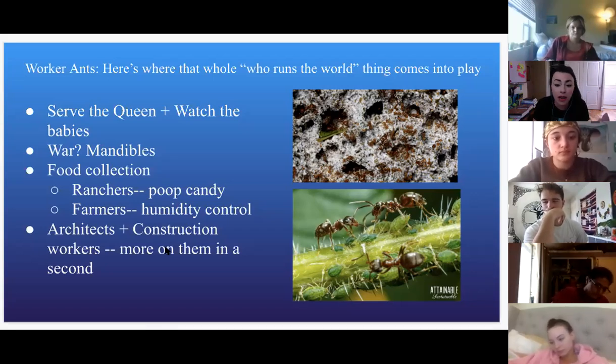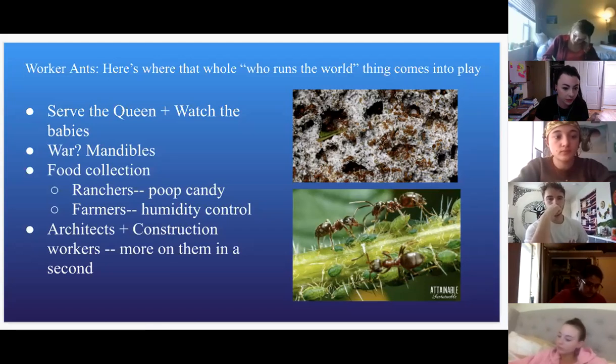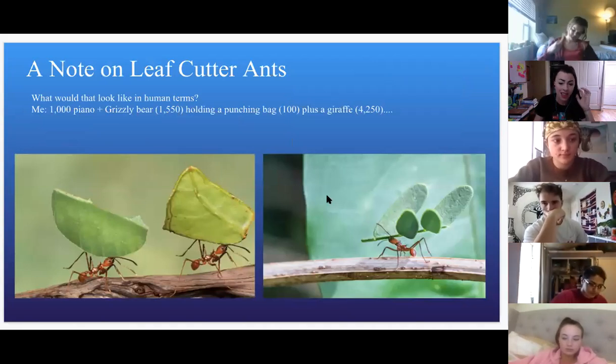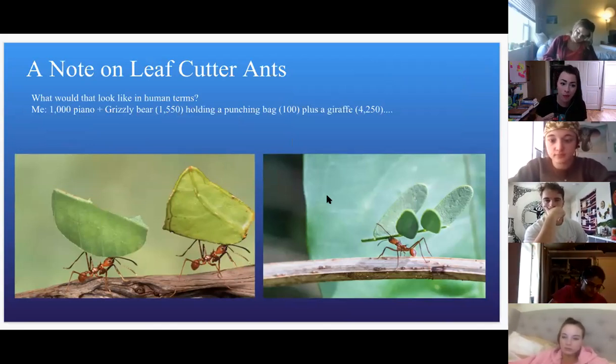So obviously we've got a lot of workers who are also architects and construction workers, and we'll get to that in just a second. Now, just for a second, because I think leafcutter ants are amazing. So again, you've probably seen this before. They can carry up to 50 times their weight.